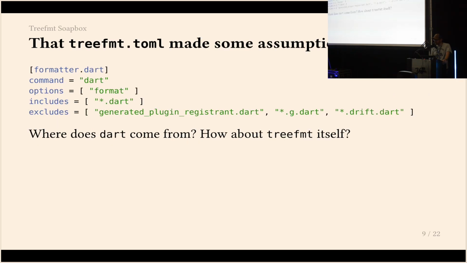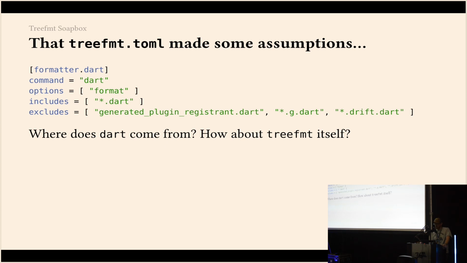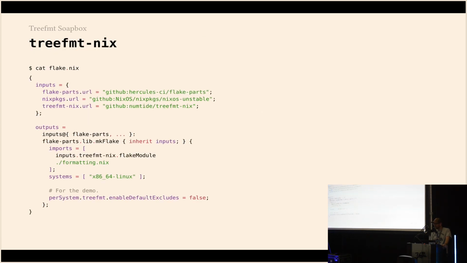Okay, but we're Nixers. We see a config file like this, and we ask some questions. We're like, where does Dart come from? Which version of TreeFMT are you going to use, etc. So for basically any tool out there, somebody has written a Nix abstraction on top of it to let you configure it. So there's a tool called TreeFMT Nix, and if you're a Nixer attending this talk, I'd suggest that this be your gateway into TreeFMT.